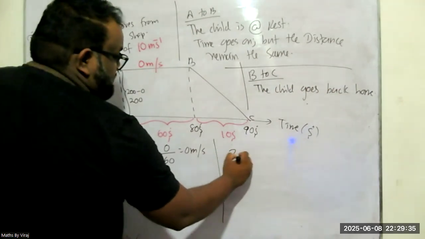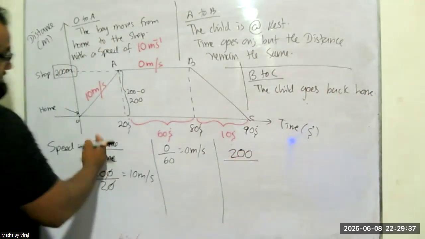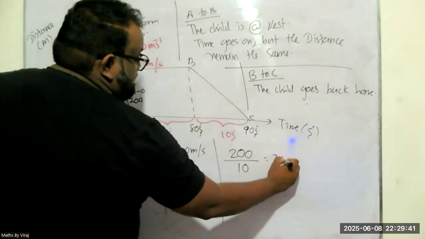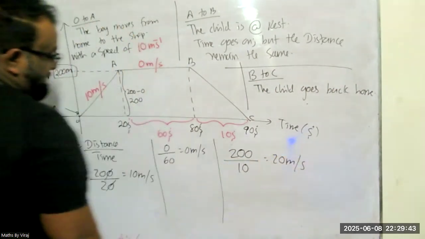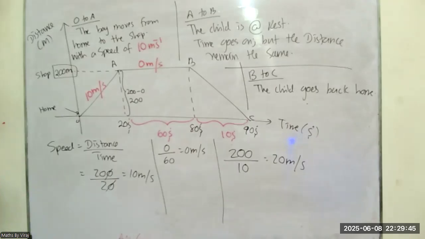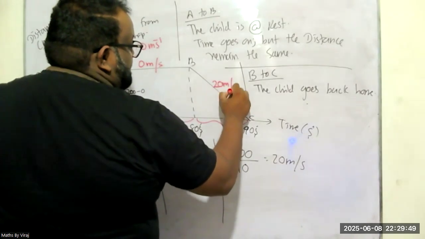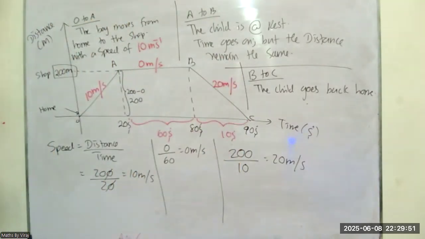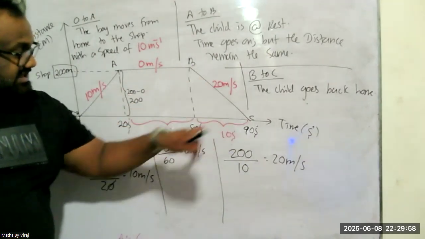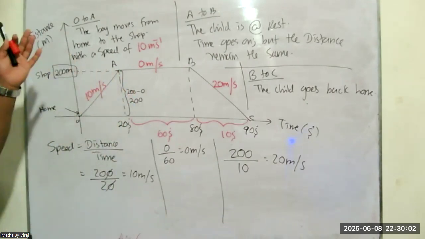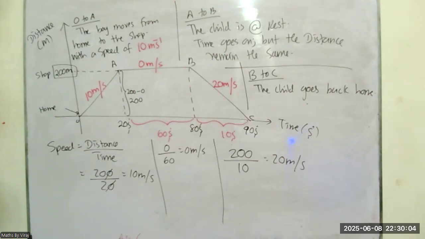Therefore, it's 200. The distance divided by time, which is what now? 10. With a speed of 20 meters per second. Yes or no? This is 20 meters per second. Even though it does not look the same in the display, I tried to draw this like a steeper slope, but you understand that if speed is greater, the slope is steeper, right?